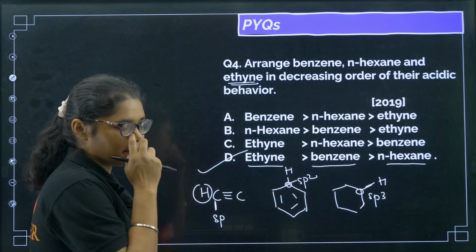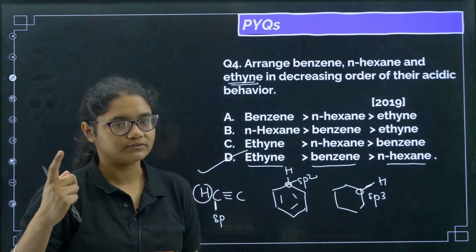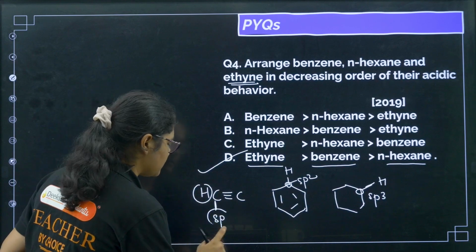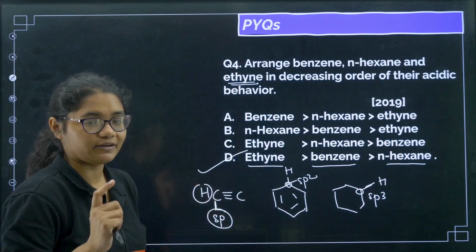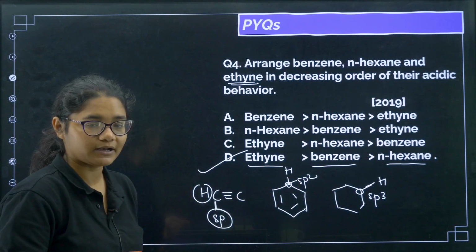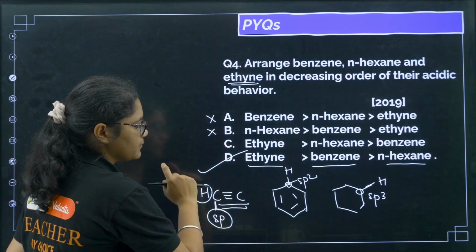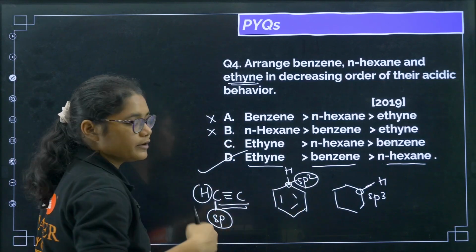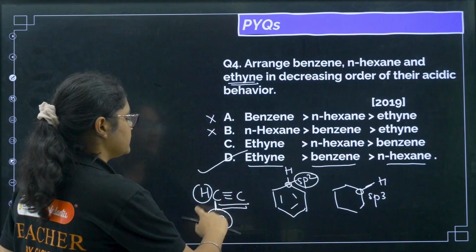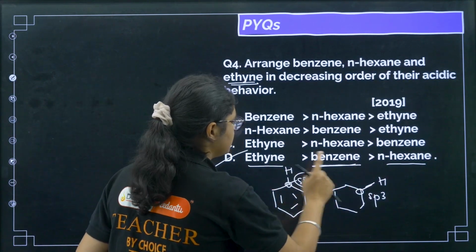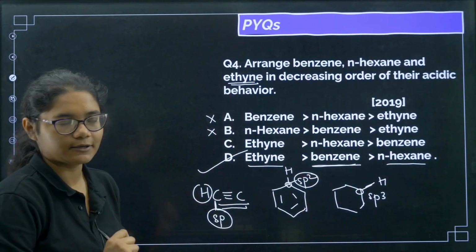So the acidity depends on the electronegativity of the carbon. Since this is sp hybridized, it is highly electronegative, it can stabilize the negative charge better, so that is why ethyne will be first. So we can eliminate these two options. After that, we know the electronegativity order, the sp2 carbon will come, so after ethyne the sp2 carbon, that is benzene, that is why option number D here.